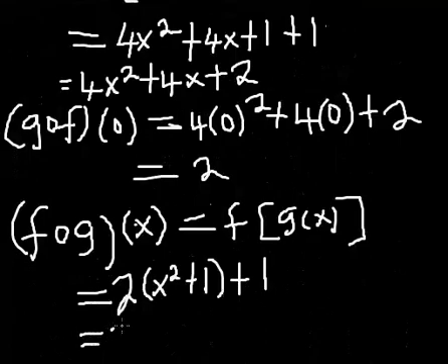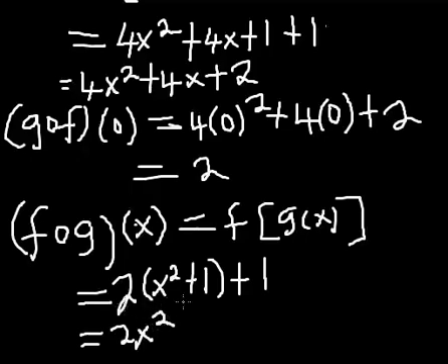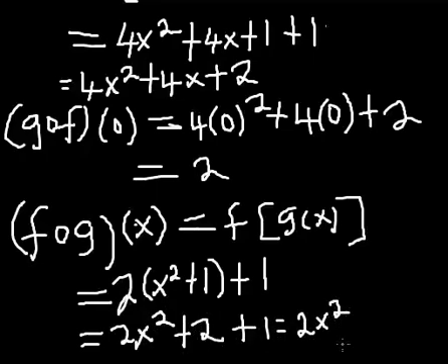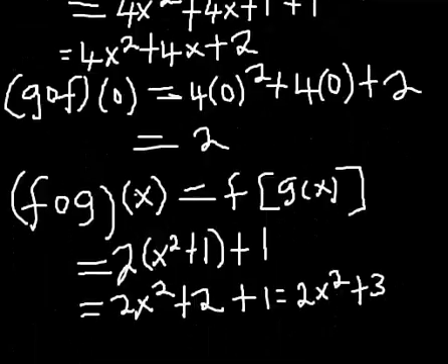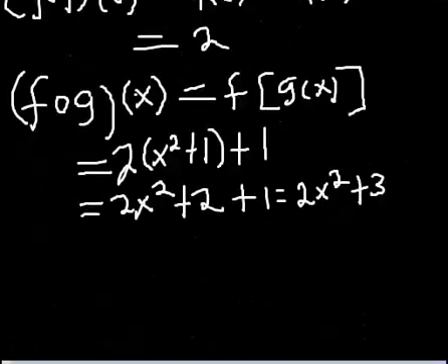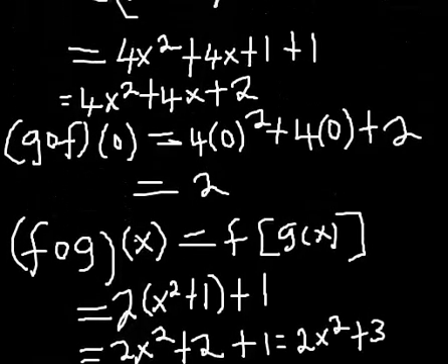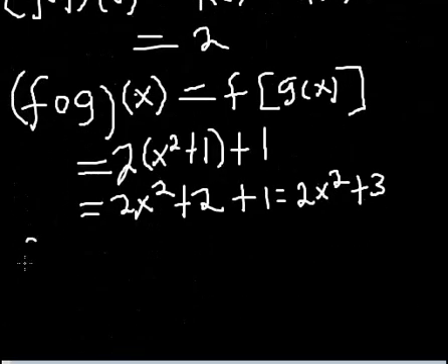Okay, let's open this bracket. This is going to be 2s squared, 2 times s squared, then 2 times plus 1, that's plus 2, and plus 1. So if I do this, I have 2s squared, 2 plus 1, that's plus 3. So we have that as this. That is our formula. Then of course we can now put the value.